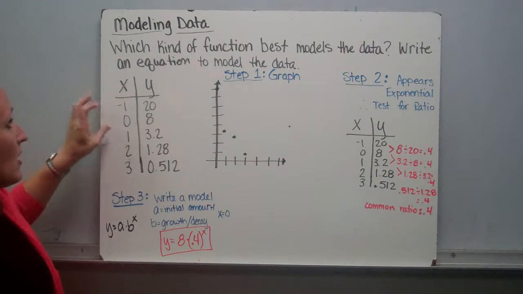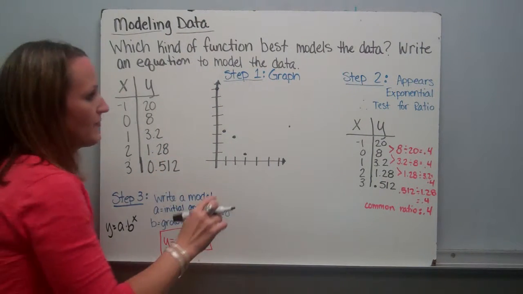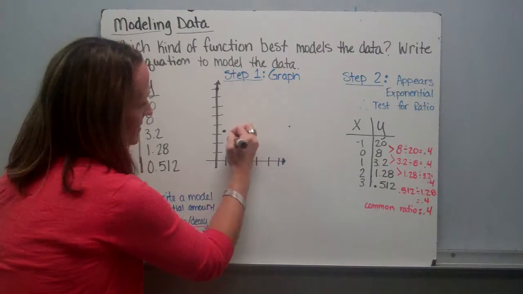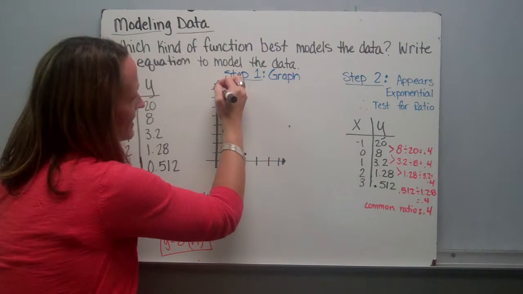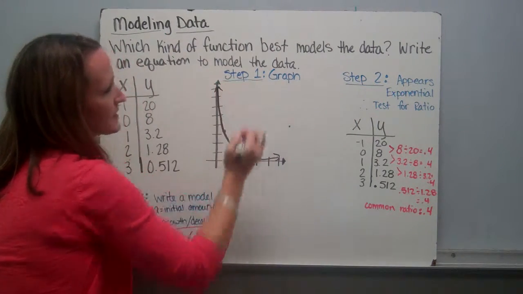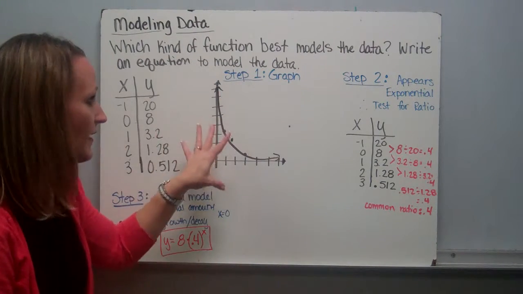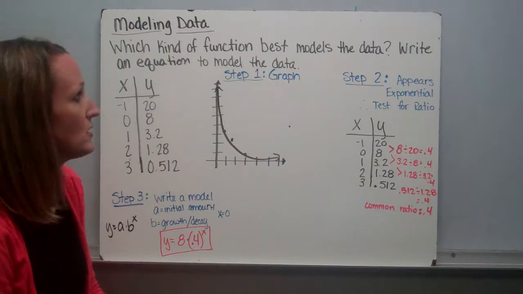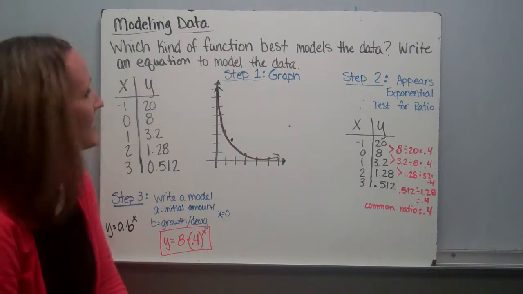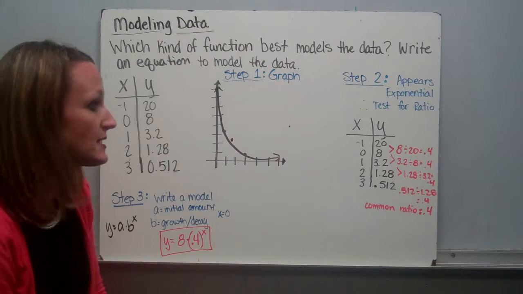So here are our data points, and right here we're going to graph it. When we graph this, I'm going to put this point a little lower. If I just look at it, it really looks like it's going to be exponential, right? Just looking at those dots, if I try to plot them, they really appear to be exponential. That's step 1. Just graph the data. Okay, so step 2. It appears exponential, so let's test for the ratio.